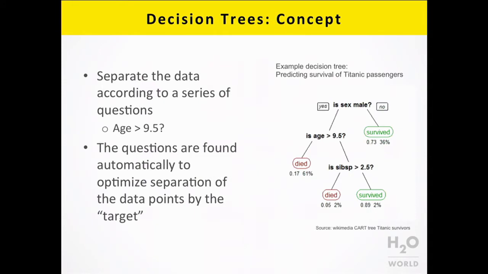So to get going, conceptually, decision trees are solving a model very differently than our classic vanilla linear model. So they're going to separate the data according to a series of questions, is kind of how I think of it. So is the age greater than 9.5 or not? It doesn't matter. 10 and 11 and 12 are all equivalent. They're all greater. So it's going to subdivide the data set, move things left and right, and build this tree model out that goes very deep to try to fit all the data. The big thing about decision trees is the questions are found automatically to optimize the separation of the data points by whatever you're trying to find.